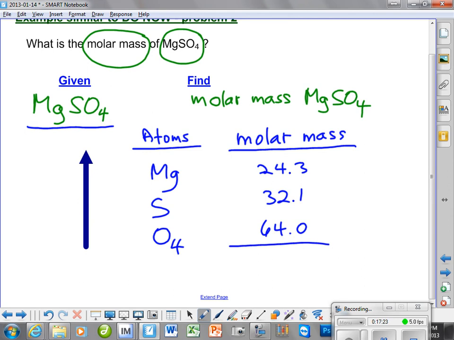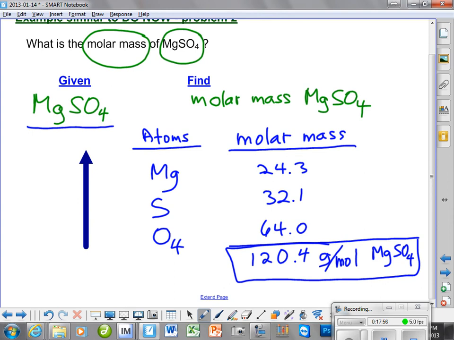This is really easy. Okay, straight addition. 4 and 6 and 4 is, oops, not another 4. 10. 1. Oh, carry the 1, and we got 120.4. What is that? That is the molar mass. And what is molar mass? It's grams per mole of magnesium sulfate. There you go. And there's our answer. Isn't that easy? Yeah, really easy.